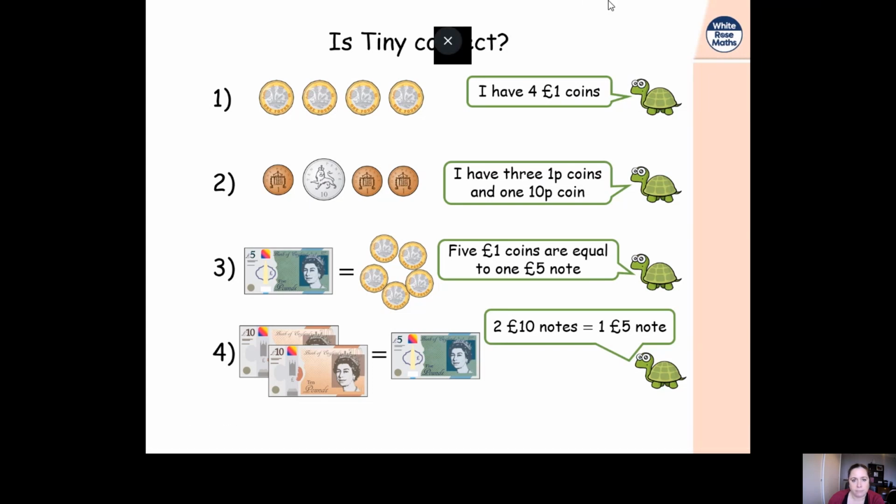In the first example, Tiny says, I have 4 £1 coins. That's correct, Tiny, you do. In the second one, 3 1-pence coins and 1 10-pence coin. Correct, you do. In the third one, Tiny is saying 5 £1 coins are equal in value to 1 £5 note. That's correct. And in the fourth one, Tiny says 2 £10 notes are equal in value to 1 £5 note. No, Tiny, that's incorrect. 2 £5 notes would be equal in value to 1 £10 note, but not 2 £10 notes to 1 £5 note.